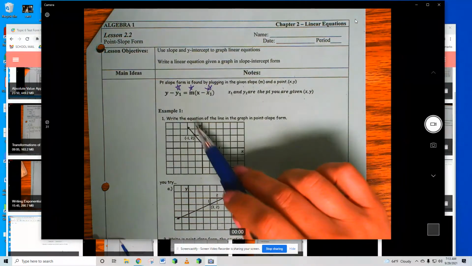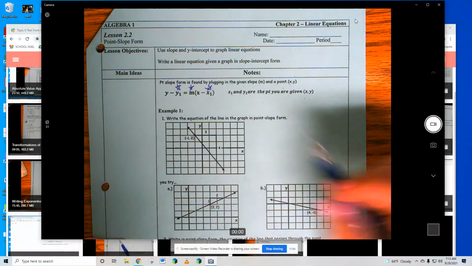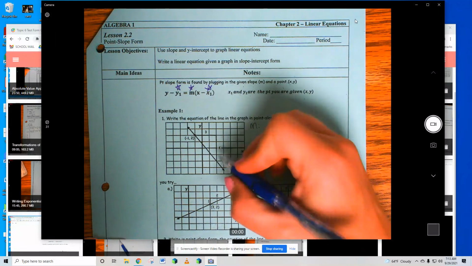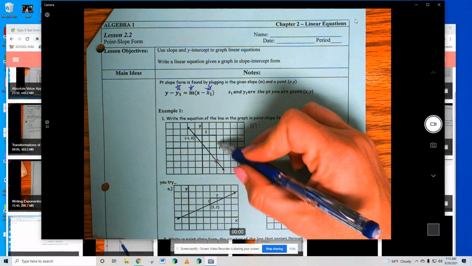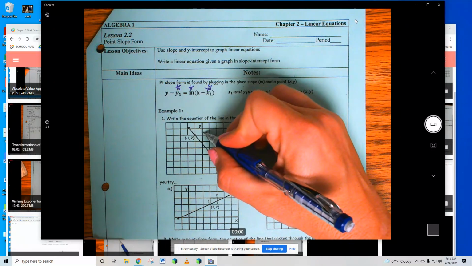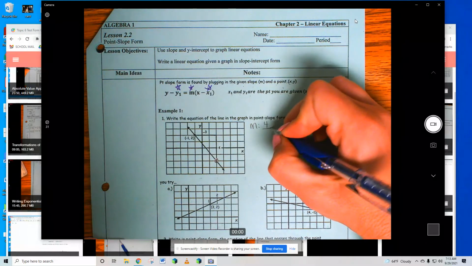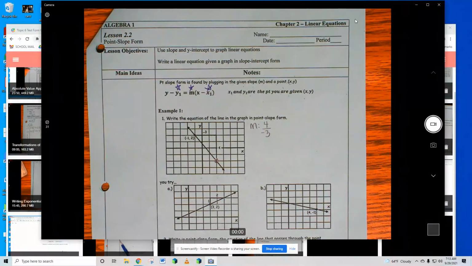Example 1. Write the equation of the line in the graph in point slope form. Well, I see that the slope is, because I'm starting with this point, and I'm rising and running. Rise 4, run -3. See how I'm going 3 to the left? My slope is 4 over -3, or -4/3. Rise over run. Rise 4, run 3 to the left.